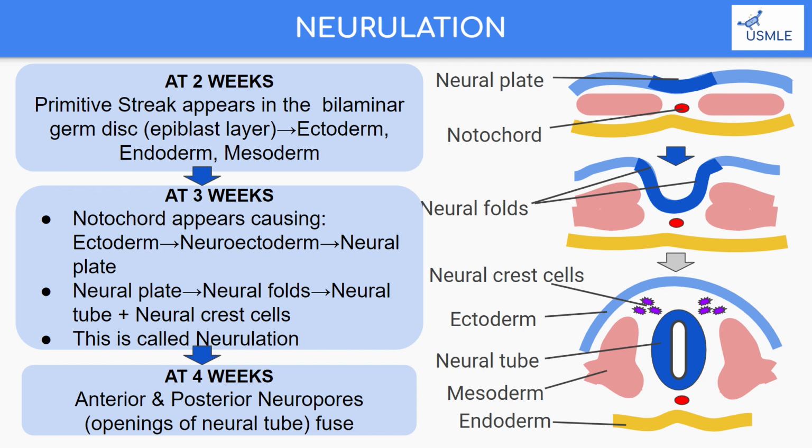At 3 weeks, the notochord appears, causing the conversion of the ectoderm into a neuroectoderm, which gives rise to a neural plate. The neural plate then folds upon itself to form neural folds, ultimately resulting in the formation of a neural tube, along with neural crest cells. This process is called neurulation. At 4 weeks, anterior and posterior neuropores, or openings of the neural tube, fuse.